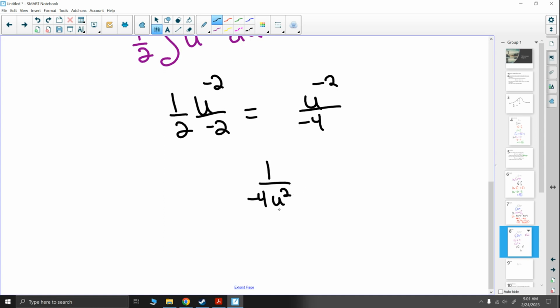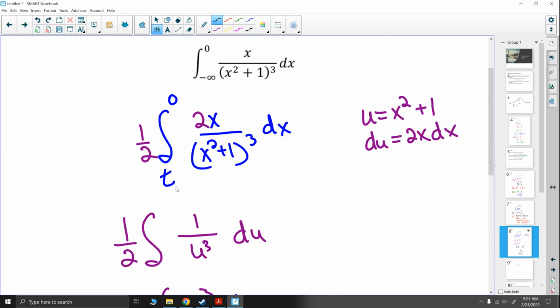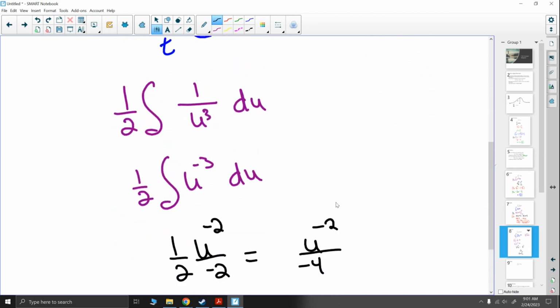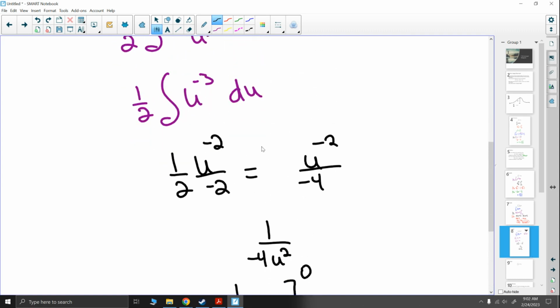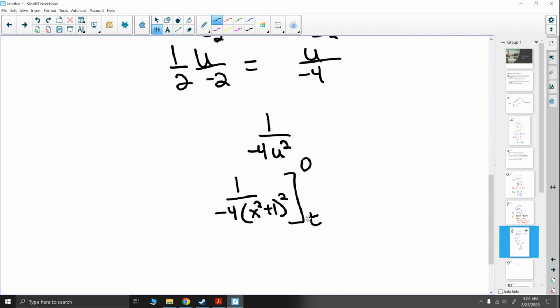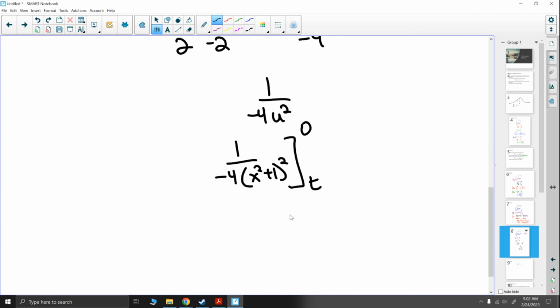Okay. Now we're going to replace our u back with what we have. So this is 1 over negative 4 times x squared plus 1 squared. And now we're going to integrate it from 0 to t here. Okay, so I'm going back to these now. Again, our u is x squared plus 1. Just a quick note, we'll come back to it and I'll show it without reverting back to x, just so that we can check to see if it's the same thing.